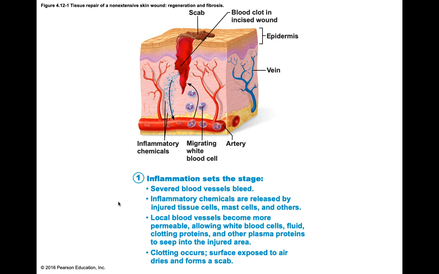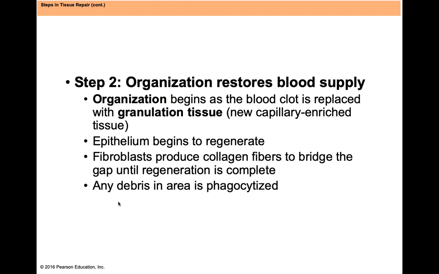We have severed blood vessels that bleed. The inflammatory chemicals are released by injured tissue cells, mast cells, and other types of cells. Local blood vessels become more permeable, allowing white blood cells, fluid, clotting proteins, and other plasma proteins to seep into the injured area. And then clotting occurs. The surface exposed to air dries and forms a scab. Now, the scab is actually formed by platelets in your blood.